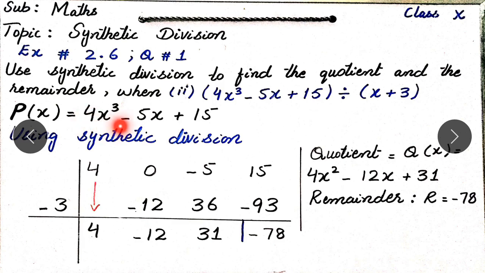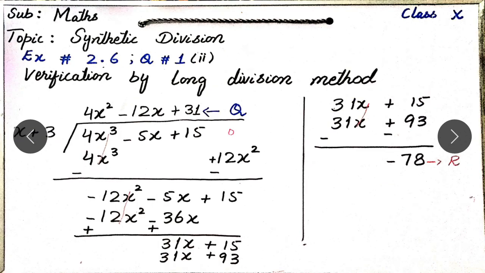See, the original polynomial had degree 3, but when it is divided, it is reduced by 1 degree. Now it has become x squared, then x, then 31. You will understand this when this question is solved by long division as well. It's solved here. Let's see.